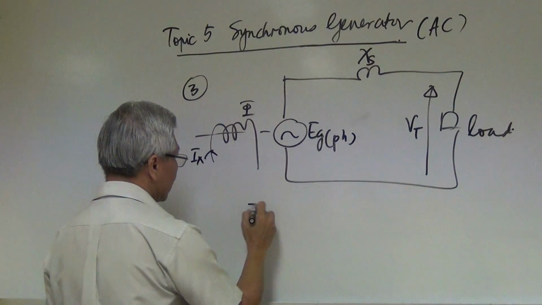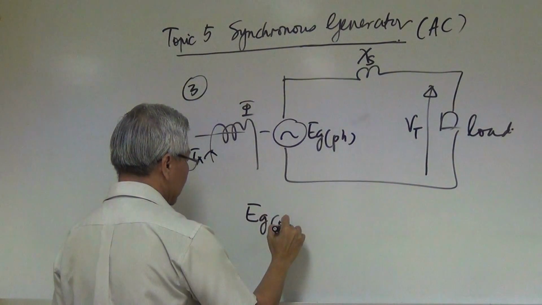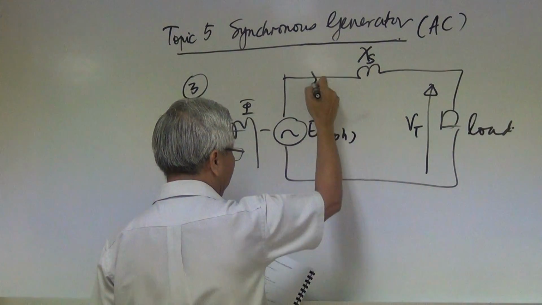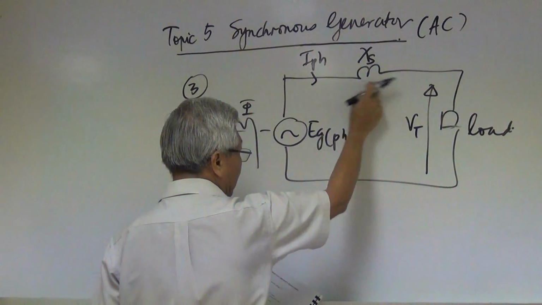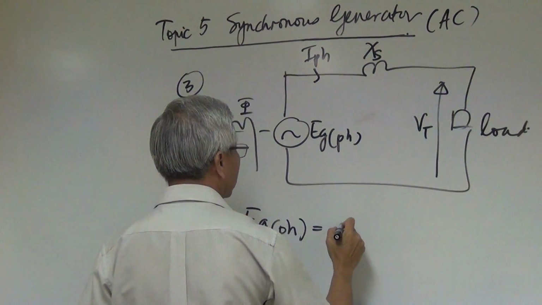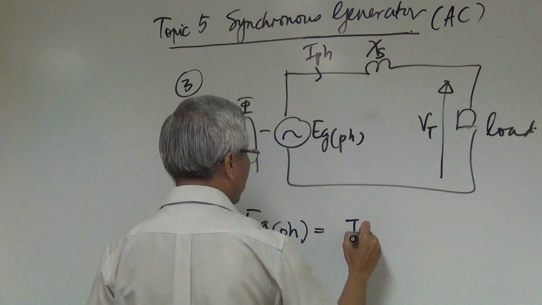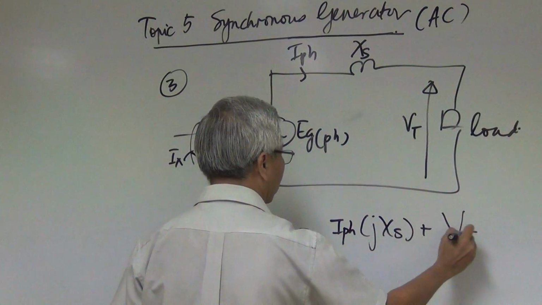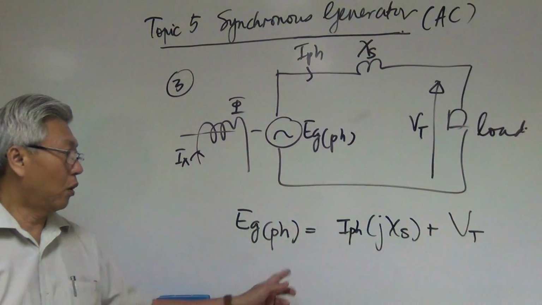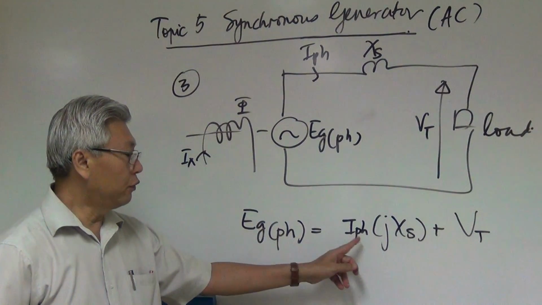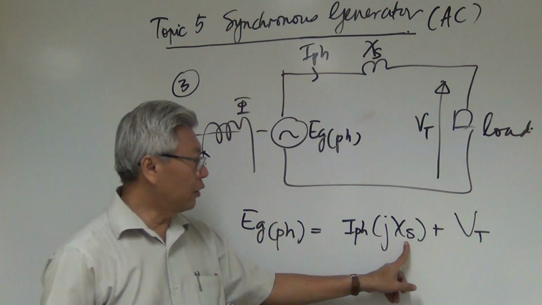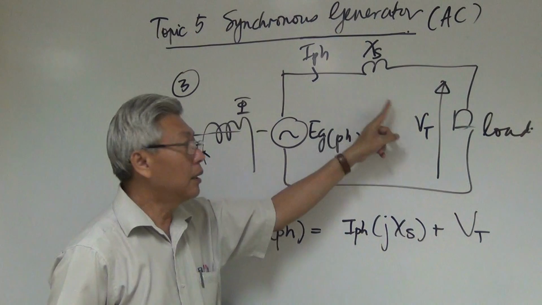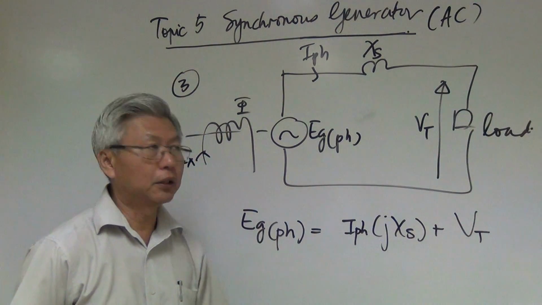So Kirchhoff's voltage law says the voltage generated per phase is equal to the current. This is the current per phase, right? Ohm's law says this voltage plus this voltage. So it's therefore I_ph multiplied by jX_s plus the terminal voltage. Kirchhoff's voltage law. So if you know the current and the value of the reactance, and why do we put a j? Because it's inductance. Plus the terminal voltage.